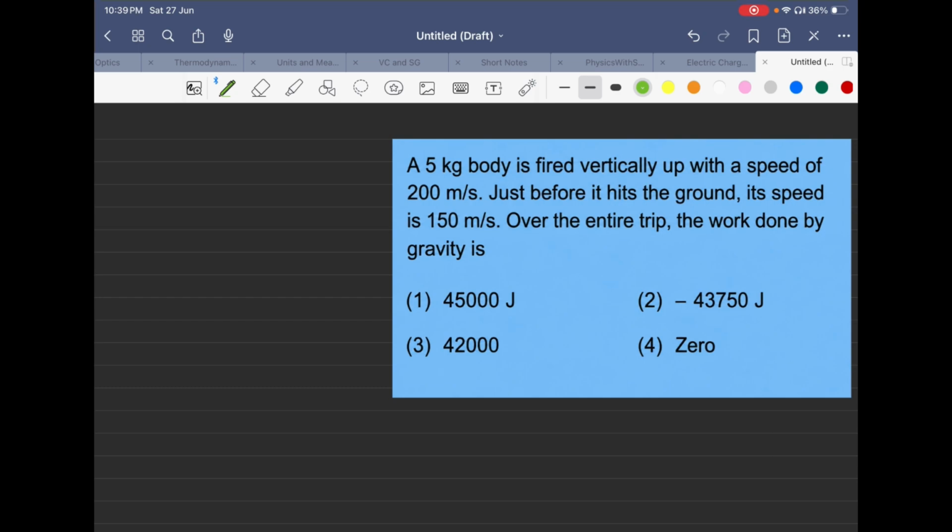So you will say one object is thrown upward, so later it will come downward also. So its displacement value will become 0. So work done by gravitational force will become 0, because in this case displacement itself is 0. So the correct answer will be option number 4.